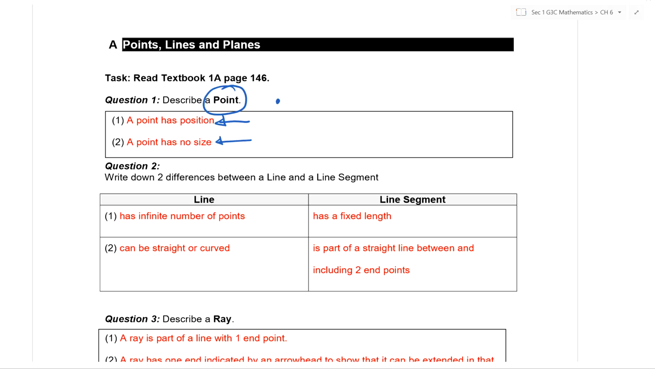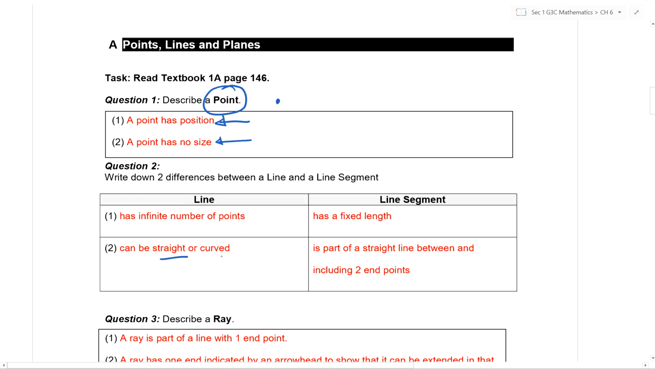Now in the second question, we have to know the differences between a line and a line segment. They sound very similar, but a line has an infinite number of points. If it is an infinite number of points, it means that a line stretches forever and ever, and it never stops. This is different from a line segment. A segment indicates that it is just a portion of a line. So this line segment has a fixed length, as compared to a line that has an infinite number of points, meaning it is infinitely long.